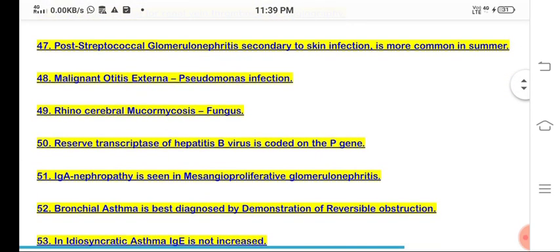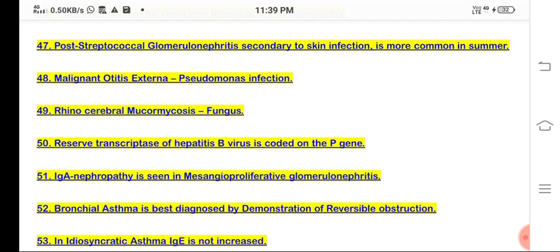Post streptococcal glomerulonephritis secondary to skin infection is more common in summer. So this post streptococcal glomerulonephritis is also important. Malignant otitis externa is caused by Pseudomonas. Rhinocerebral mucormycosis is caused by a fungus, a very malignant disease, meaning it spreads and is very fatal, this mucormycosis, and you need to do a radical surgery to prevent its spread and to prevent the patient from dying. That means if it involves the orbit, you have to do orbital exenteration.